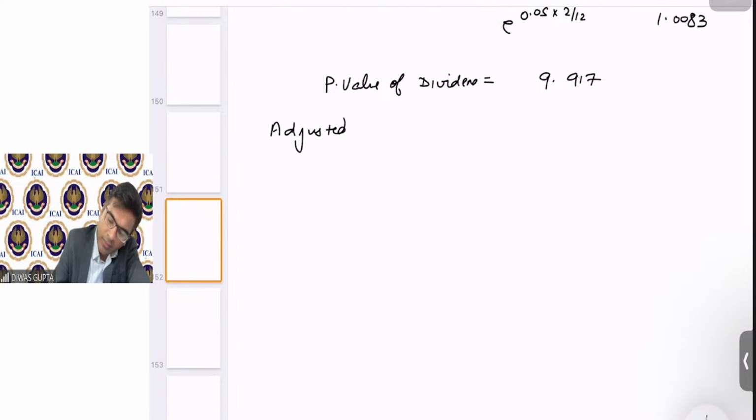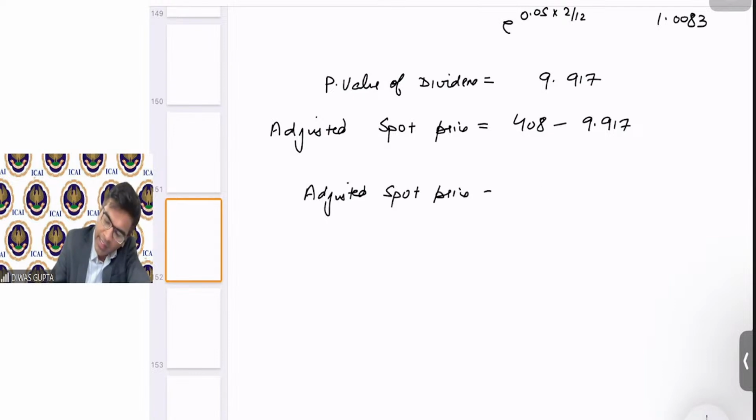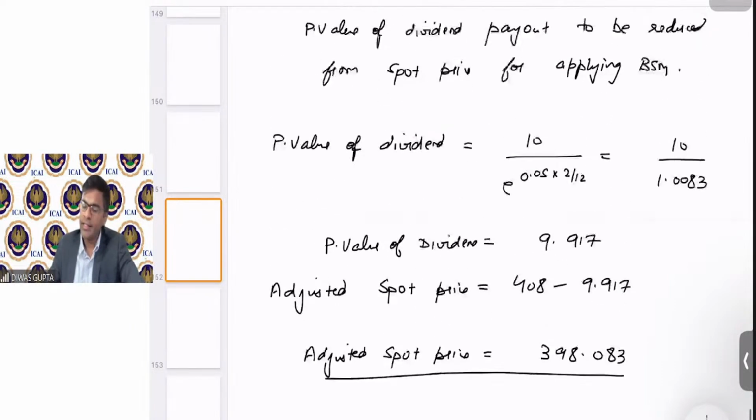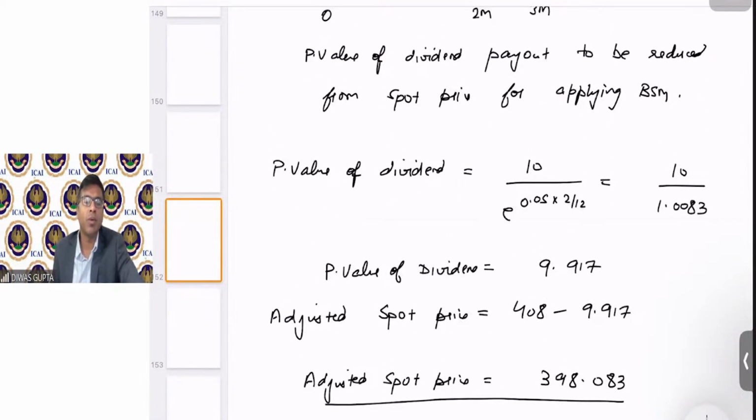Now, adjusted spot price is equal to 408 minus 9.917. Adjusted spot price is equal to 398.083. Clear, students? So using this spot price now, we will apply the Black-Scholes model, students. Okay. I hope this is clear.